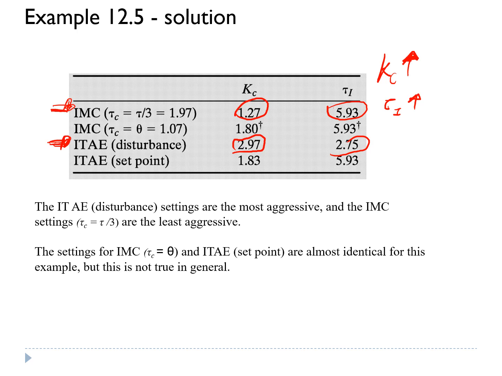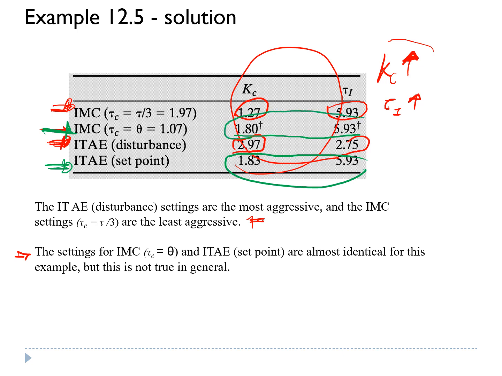So if you check using Simulink, you can see the difference. You can see that this setting supports the theory in chapter 8. And besides that, if you look at these two settings, you can see that they have almost identical values of Kc and tau I for this example only. But this is not true in general.